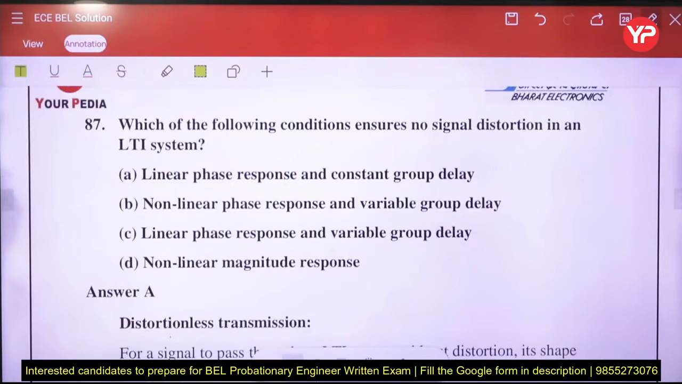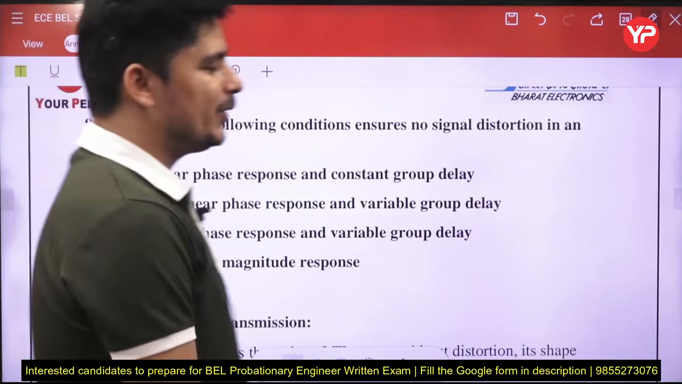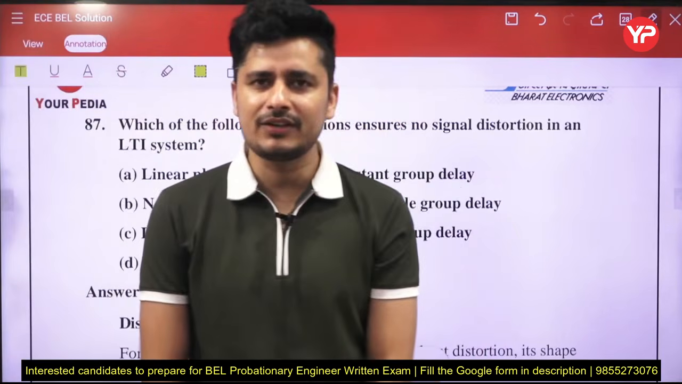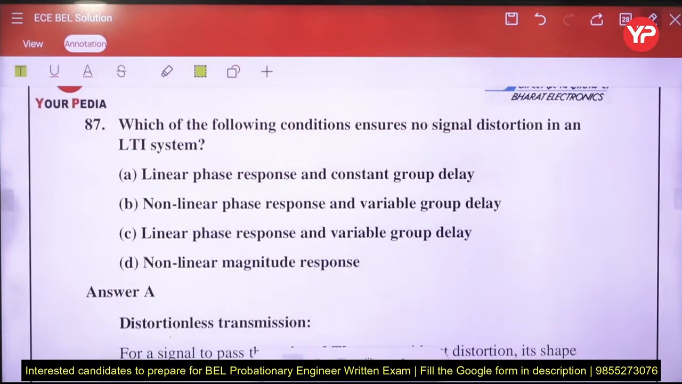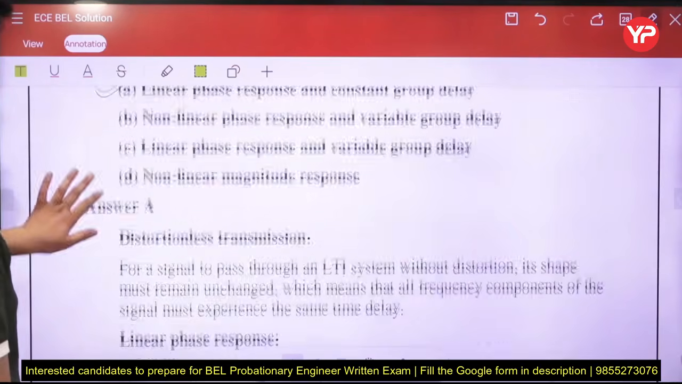Which of the following conditions ensures no signal distortion in an LTI system? Whenever a distortionless system, its amplitude response is independent of frequency, and its phase response is a linear function of frequency, not time. See, if I am talking about group delay, it is constant, and phase will be a linear function of frequency, right? Answer will be A.